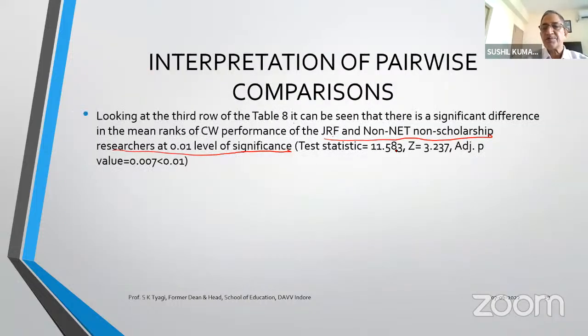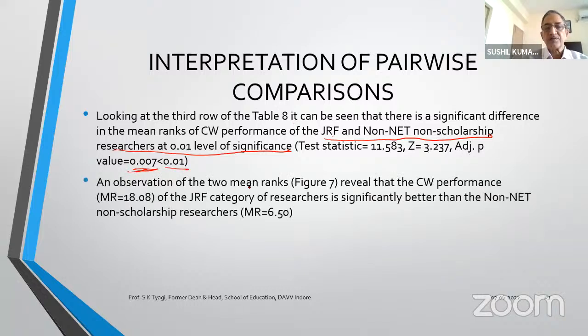Test statistic 11.583, Z 3.237, adjusted p-value is 0.007, which is less than 0.01. An observation of the two mean ranks, figure 7, reveals that the course performance mean rank of the GRF category, 18.08, is greater. Therefore, GRF students have done better than non-net, non-scholarship researchers.